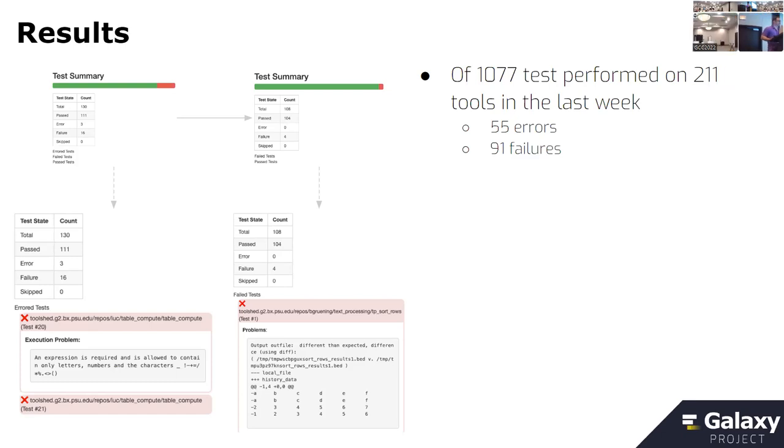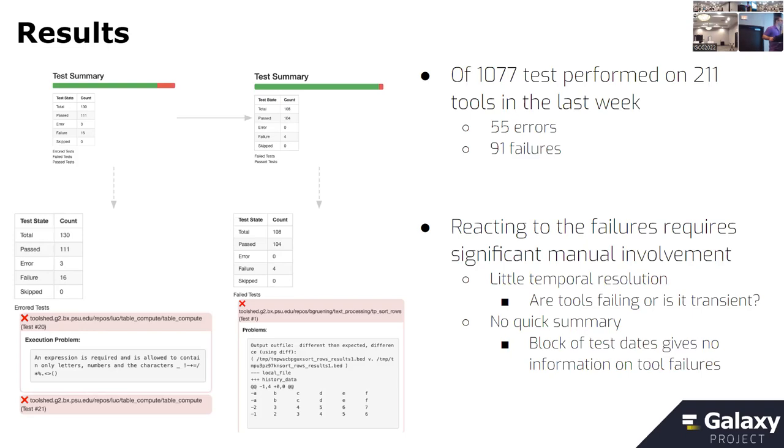That's not fully available from this repo, and this is where Anna and I have been improving on this. So, reacting to some of the failures, there are improvements needed for this repo. We have very little temporal resolution. So again, tracking tool failures, whether it's a transient issue where it's failing a single time, or if it's an actual problem that we need to address. Furthermore, there's no real way to see at a glance how many tools are failing or if there's an actual issue going on or if it's just a single tool that's having a problem.